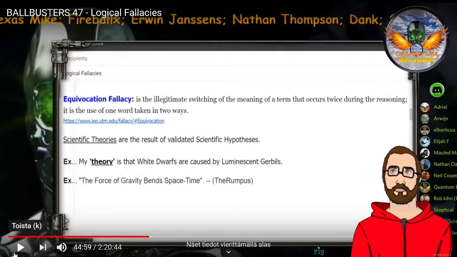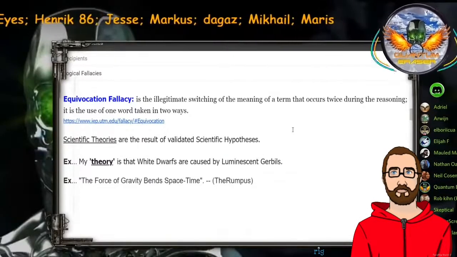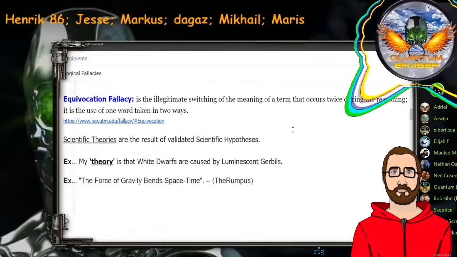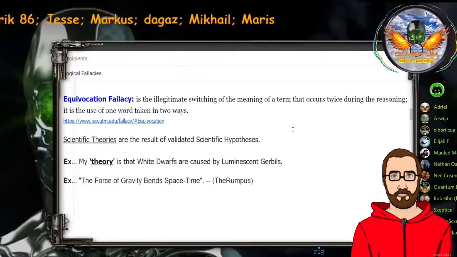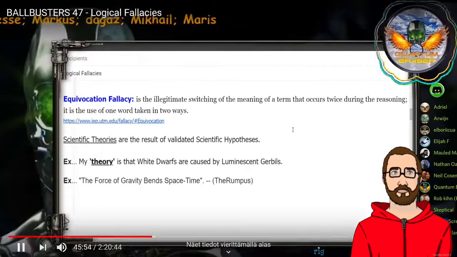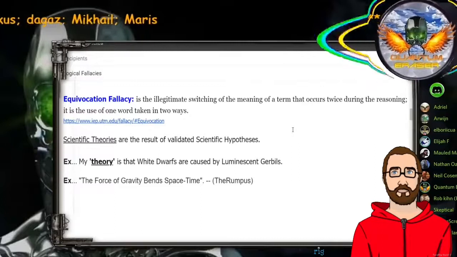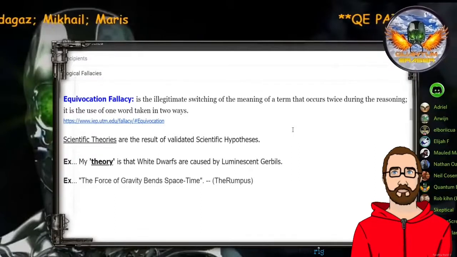It's the equivocation fallacy. Now, a lot of people confuse this one too, but an equivocation fallacy is the illegitimate switching of the meaning of a term that occurs twice during the reasoning. It is the use of one word taken in two different ways.